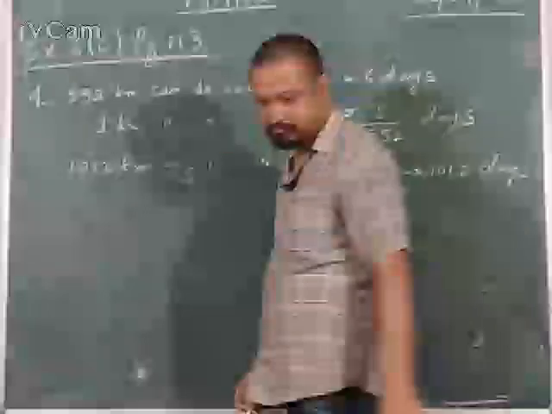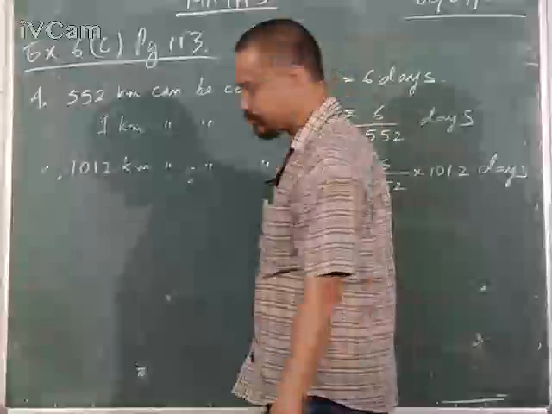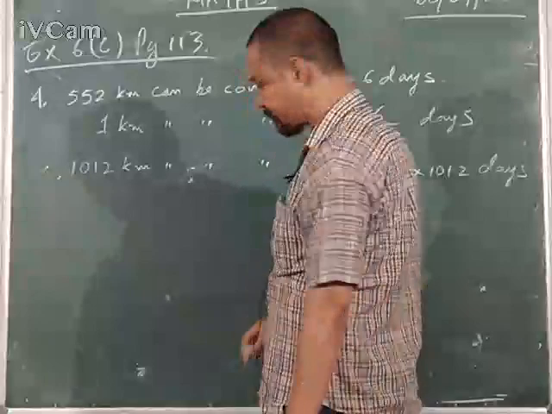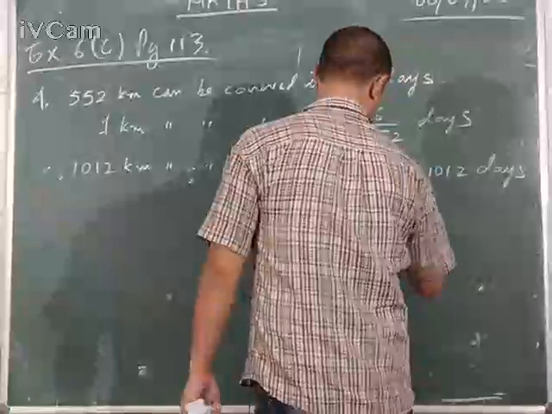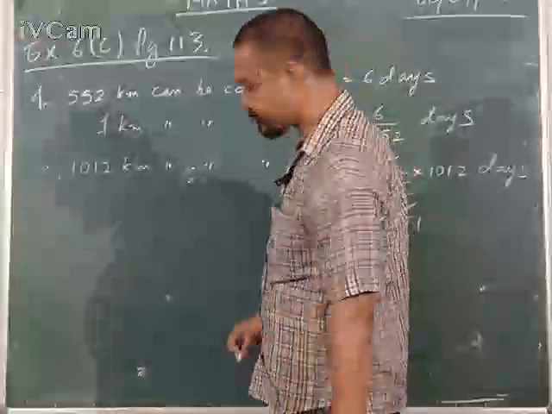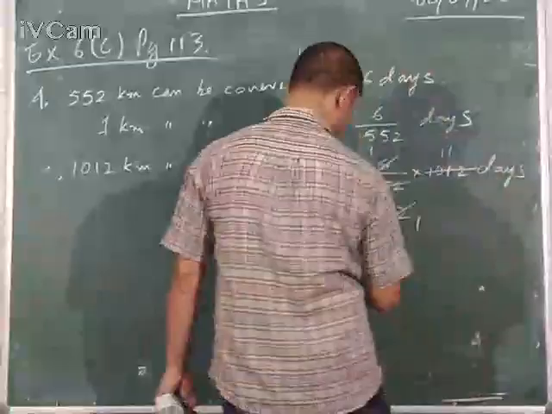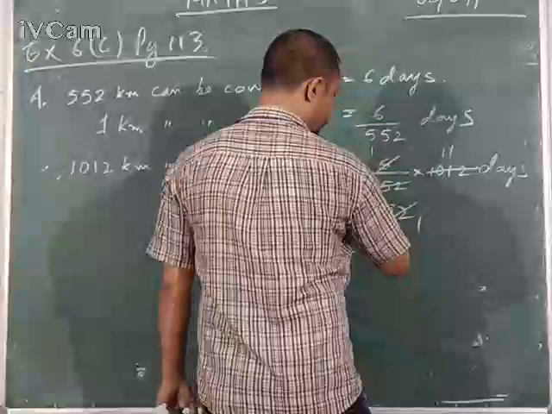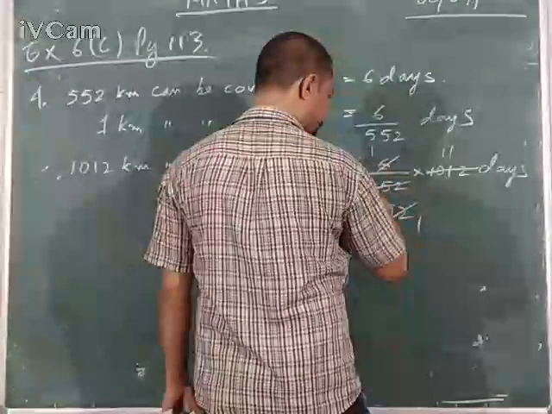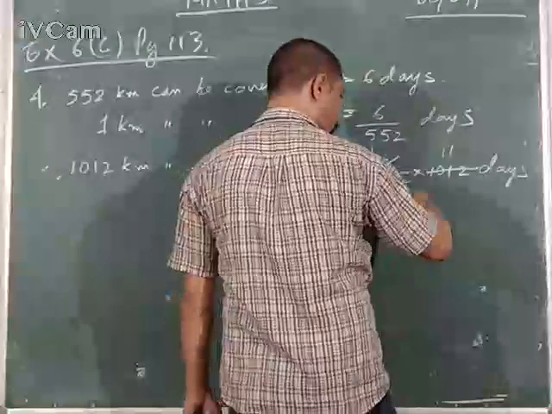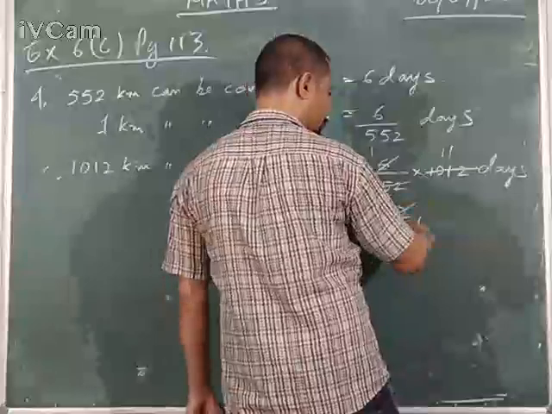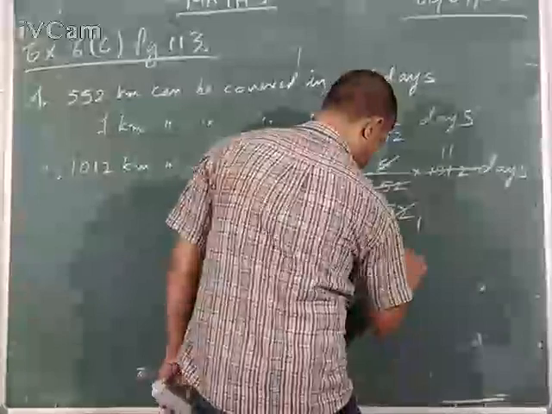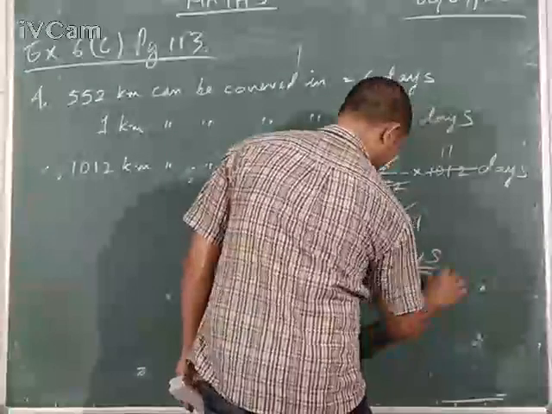Big numbers, don't get scared. You can compute it yourself, not much of a confusion. I did it like this: 552 gets divided by 6, 6 ones are 6, 6 nines are 54, so this comes to 92. 92 can divide 1012: 92 ones are 92, 92 elevens are 1012, so that comes to 11 days. This is how you find it.